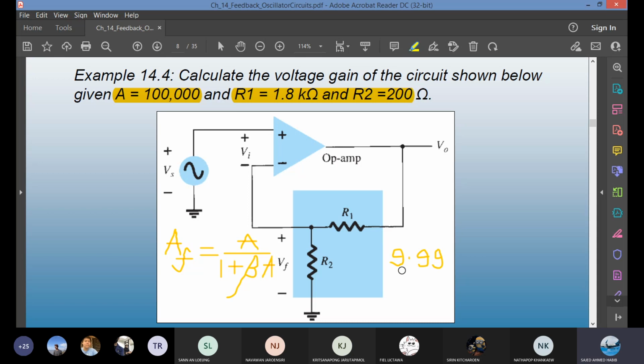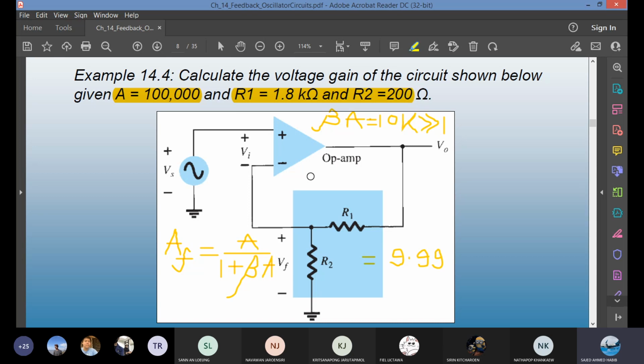Yep. So this is his answer. Everyone look at this. This is his answer, and it is correct. Let's see what is the product of beta A. Beta times A. Beta is 200 divided by 2000, R2 divided by R1 plus R2, so it's 0.1, multiplied by 100,000. What is beta A? Beta A is 10,000. I'm going to write 10K. I don't want to write so many zeros here. Beta A is 10,000. 10,000 compared with 1, you see it is like 5 digits more. Much, much greater than 1.